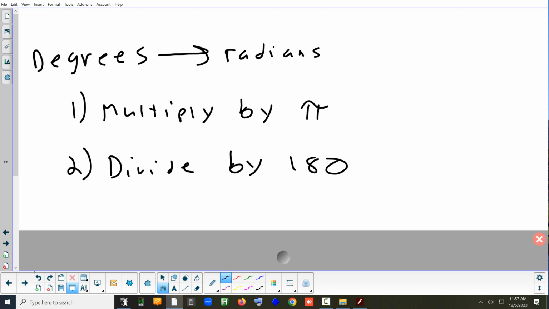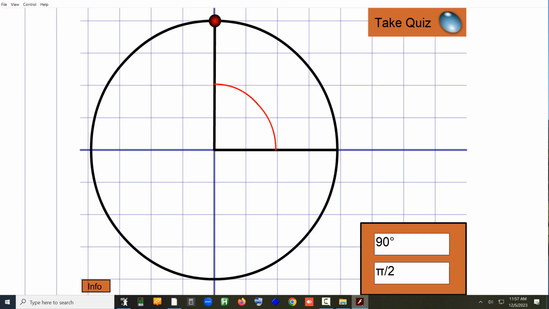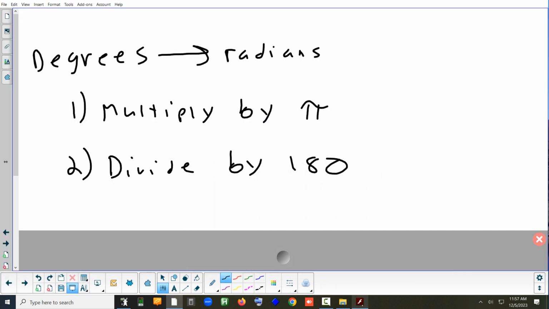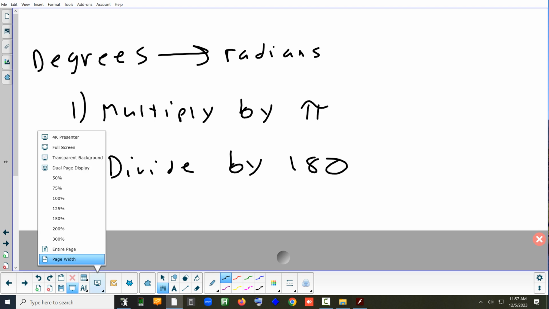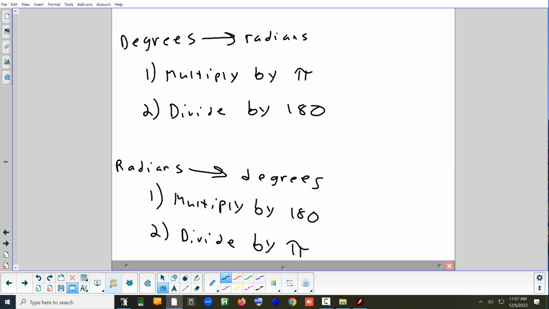And that's how you notice on here, a lot of the answers were left as pi over 2. Okay? So unless they tell us to round, you don't round. Leave the pi in your answer. And you could use the inverse to find degrees from radians. To do it the other way, instead of multiplying by pi, you divide by pi, and then multiply by 180. Yep, you just reverse it.